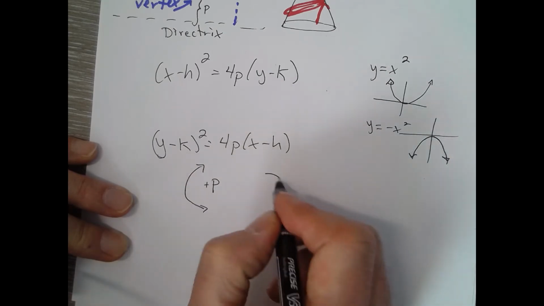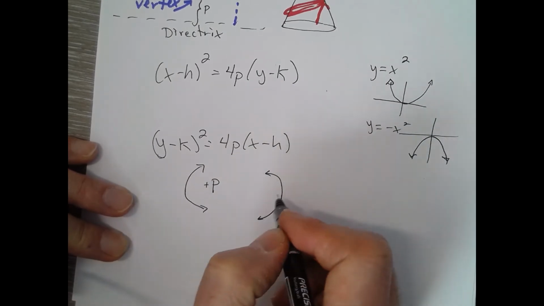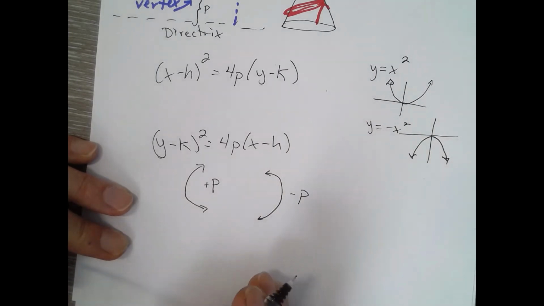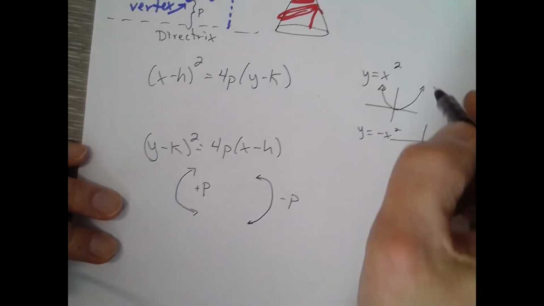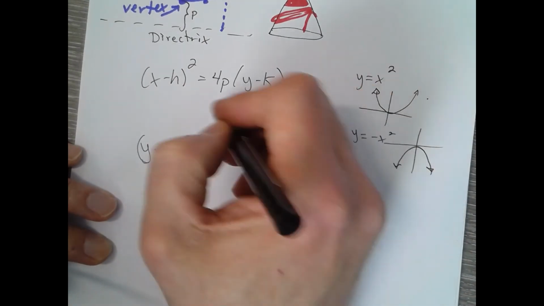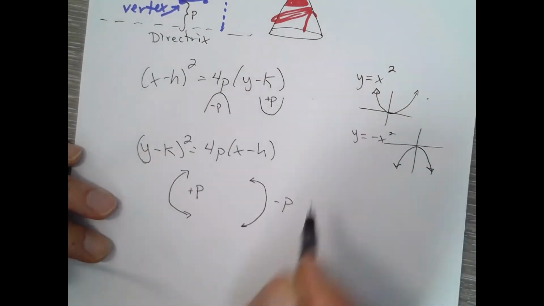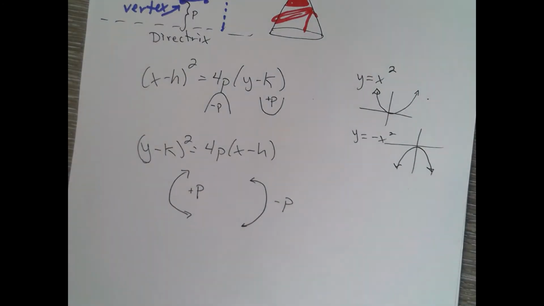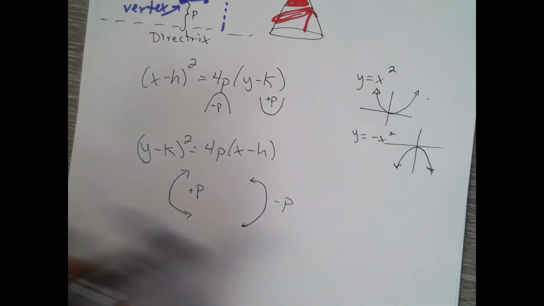And if it's a negative p, it'd be opening to the left. This is a positive p and a negative p, opening down. All right, so a lot of this is all going to make sense with examples. And these are all in your notes.